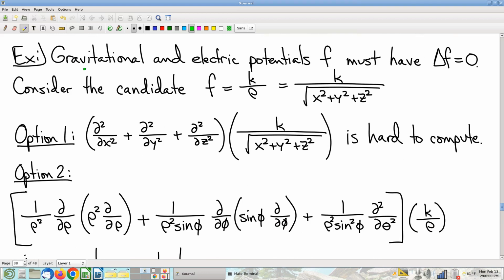If you want to understand gravitational potential energy, electric potential energy, how electrons behave in the vicinity of other charges, this kind of thing, it turns out this is one of the big deals. You need the Laplacian to equal 0. Laplacian of the potential is 0. Okay, so let's test a candidate possible electric potential on the basis of whether it satisfies this equation or not. And here it is, 1 over rho. Feel free to throw a constant k in there, whatever you want. But 1 over rho is the candidate we're going to consider.